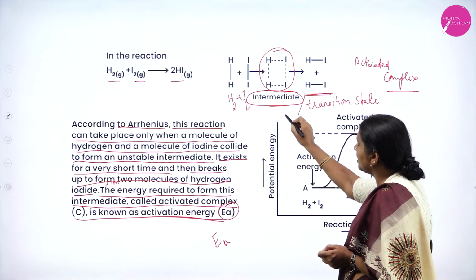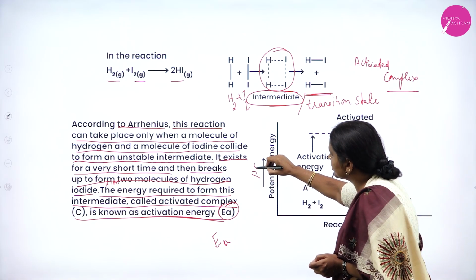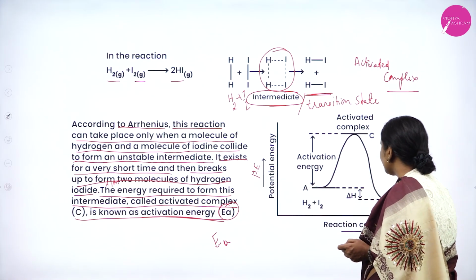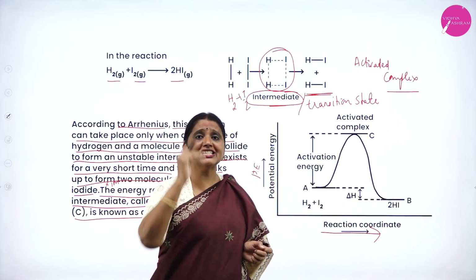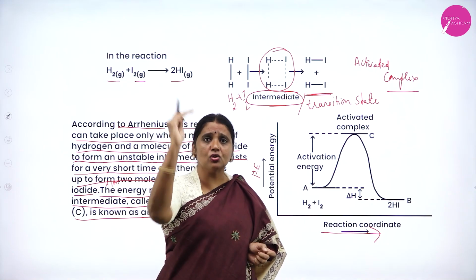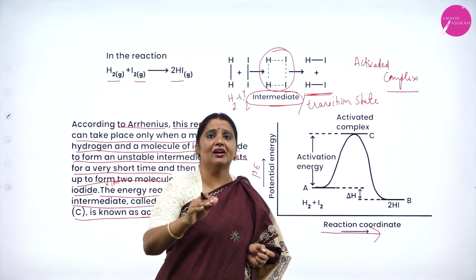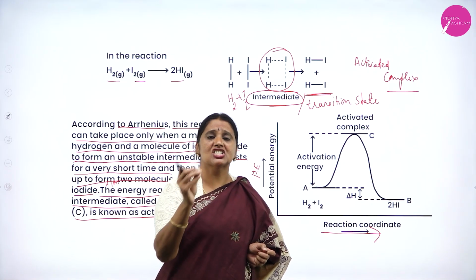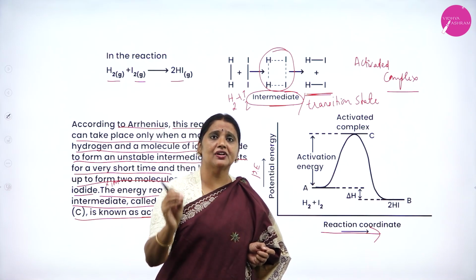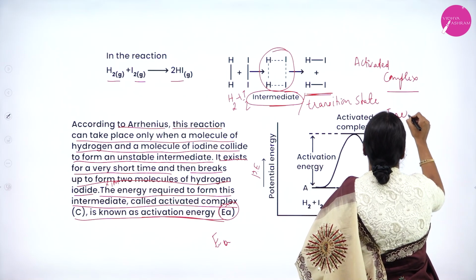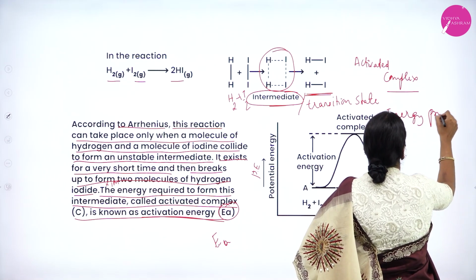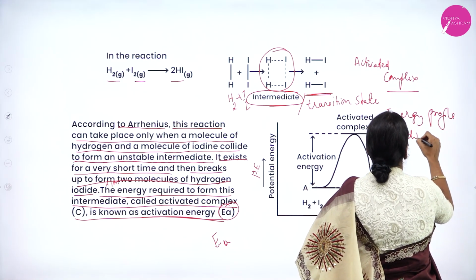Let us consider along y-axis you take potential energy as well as along x-axis you take reaction coordinate. What is reaction coordinate? Reaction coordinate is an energy profile which shows how energy exchange takes place when reactants are converted into product. Therefore, this diagram is also called as energy profile diagram.